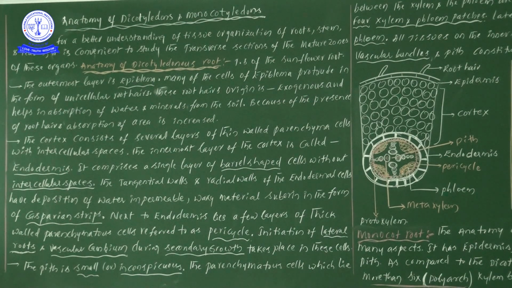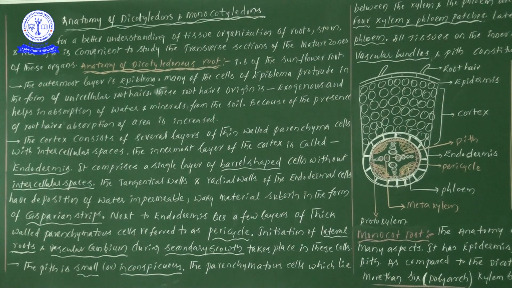Now next one, what is the main important function of root hairs? They help in absorption of water and minerals. And one more, because of the presence of root hairs, the absorption area is increased, so there is a chance to absorb larger quantities of water and minerals. That is a main important point we are discussing on this occasion.